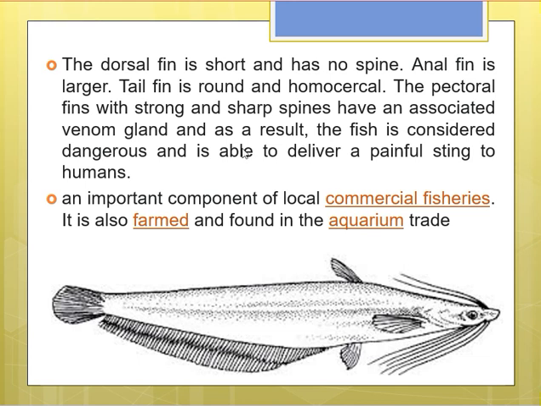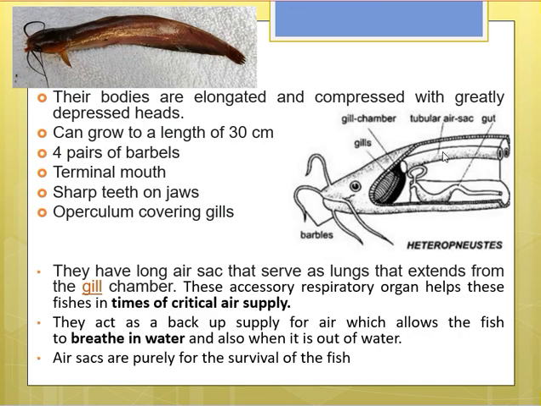And this fish is an important component of local commercial fisheries. It is an edible fish. It is also farmed in aquaculture systems, and it is found in the aquarium trade also. So it is a commercially important edible fish, and the characteristic feature is the presence of an accessory respiratory organ. Here, the tubular air sacs are paired and extend from the gill chambers. You can see they extend up to the tail, and they are seen on either side of the vertebral column. So these are some of the characteristic features of Heteropneustes.